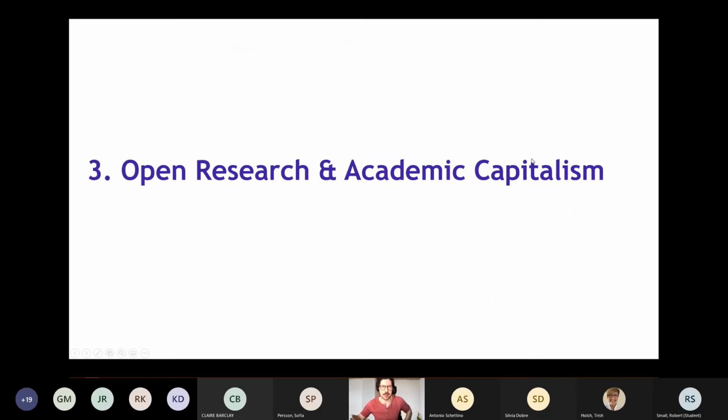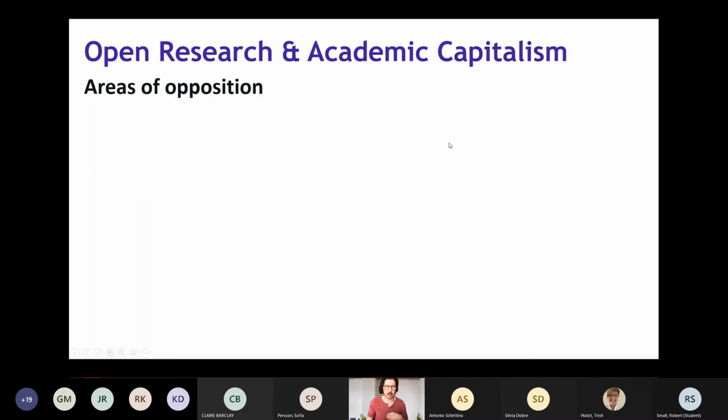So for the third part of my talk, I'm going to talk about how these things interact with each other. Academic capitalism is a trend for how research is being managed in universities. Open research is a trend for how research is being done. How are they going to interact with each other, and what does that mean for the future? The first bit is looking at the areas of opposition. So where do these things clash?